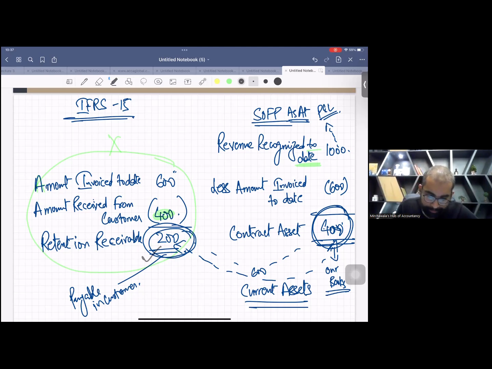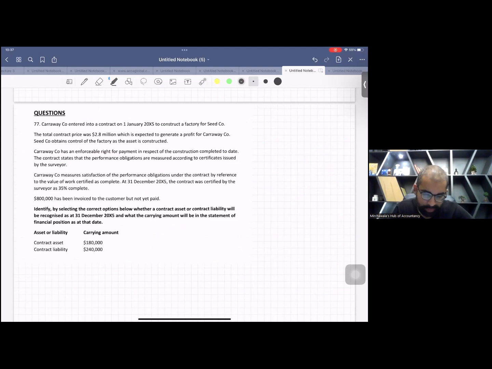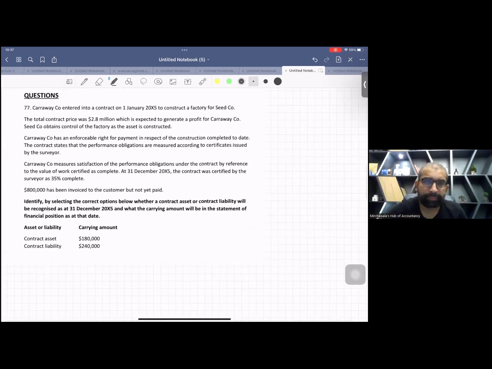Now let's move to the question. This is the BPP kit question. Caraway company entered into a contract on 1st January X5 to construct a factory for seed company. The total contract price was 2.8 million.